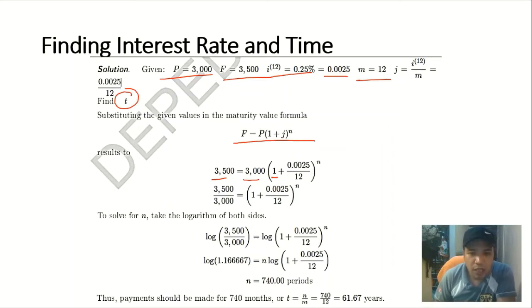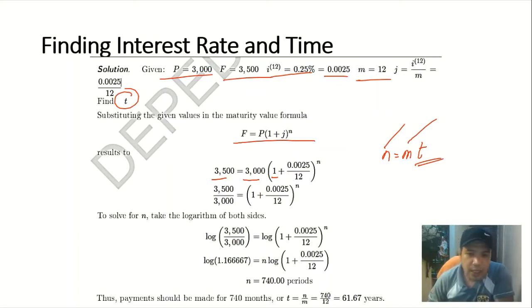So n has the value of m times t. As you can see, n is equal to mt. Given this, if we are able to find n, then we get the value of t. From here, using the multiplication property of inequality, multiply both sides by 1 over 3,000. So 3,500 over 3,000 equals (1 + 0.0025 over 12) raised to n.